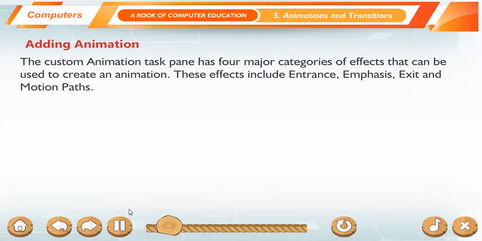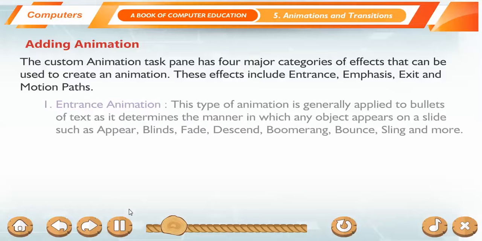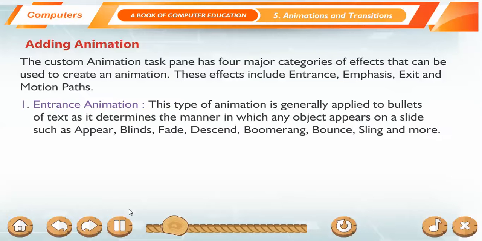Adding animation. The Custom Animation task pane has 4 major categories of effects that can be used to create an animation. These effects include entrance, emphasis, exit, and motion paths. Entrance animation. This type of animation is generally applied to bullets of text as it determines the manner in which any object appears on a slide, such as appear, blinds, fade, descend, boomerang, bounce, sling, and more.